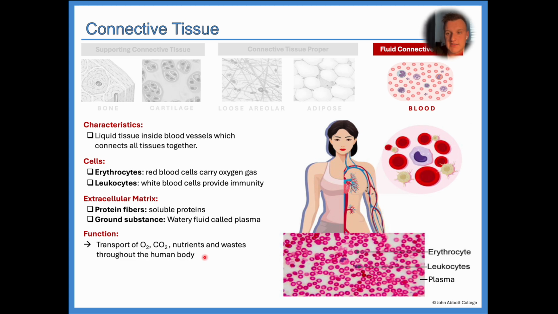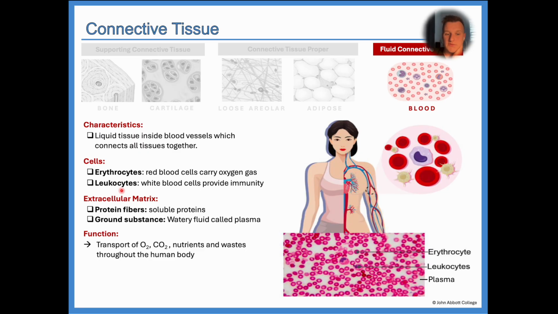Then we have fluid connective tissue, like blood. Fluid connective tissue is the most liquid of the connective tissues inside the body. This is found in blood vessels, which connect all tissues together, right? The cells that you find in here are red blood cells called erythrocytes. These are very important to carry oxygen and carbon dioxide, our respiratory gases.